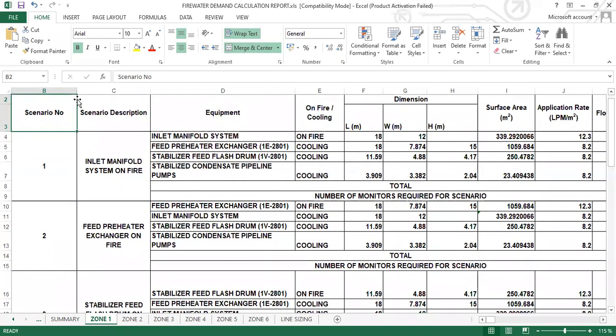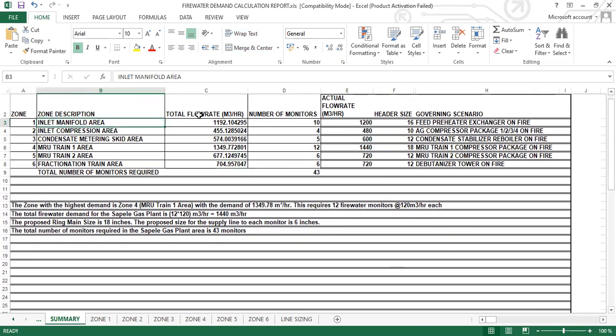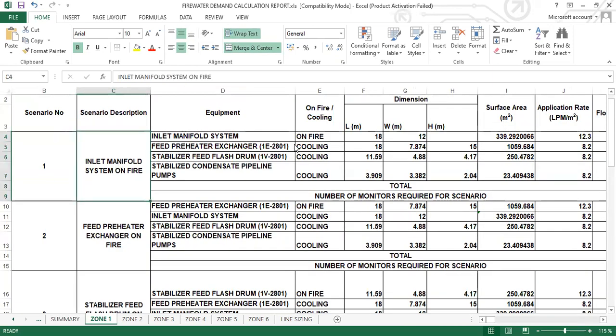In this case, I divided the entire facility, the entire gas plant, into zones, and the zoning is based on the equipment that are closest to one another. So, for example, what I called my first zone is the inlet manifold area. In it I put the inlet manifold system, the feed preheater exchanger, the stabilizer feed flash drum, and the stabilized condensate pipeline pumps together in one zone.